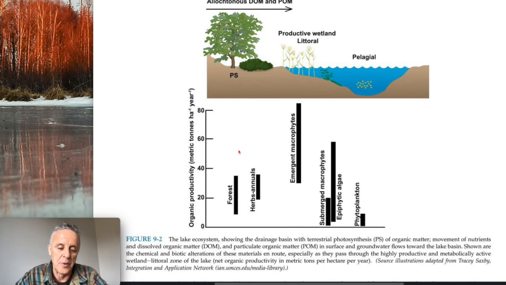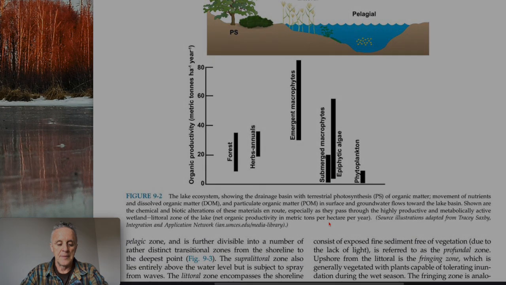So this is organic productivity in hectares per year, as we just saw. So the one that has the highest productivity is the emergent macrophyte. And so those are like the wetlands. So these are the emergent macrophytes. And then the second highest are the epiphytic algae. And after that, the forest has pretty high productivity, as well as annuals, and then the lowest is phytoplankton and submerged macrophytes. And I think that's going to be it.